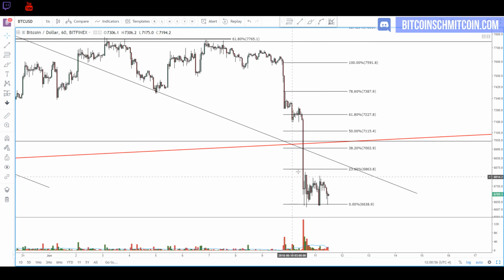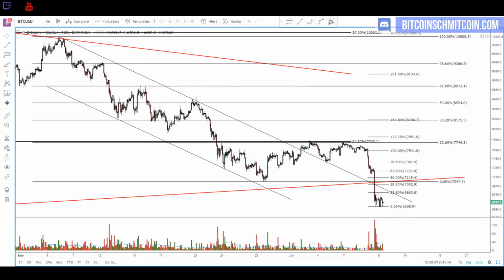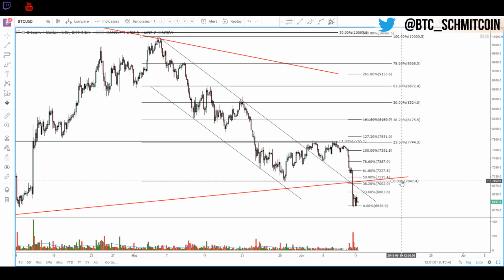So I'm really going to steer away from hourly charts, 2-hour charts, and lean toward the 4-hour stuff, 4-hour and up. 4 hours the lowest.